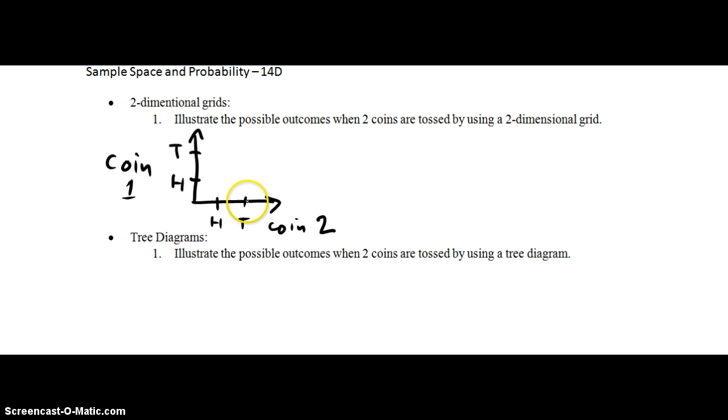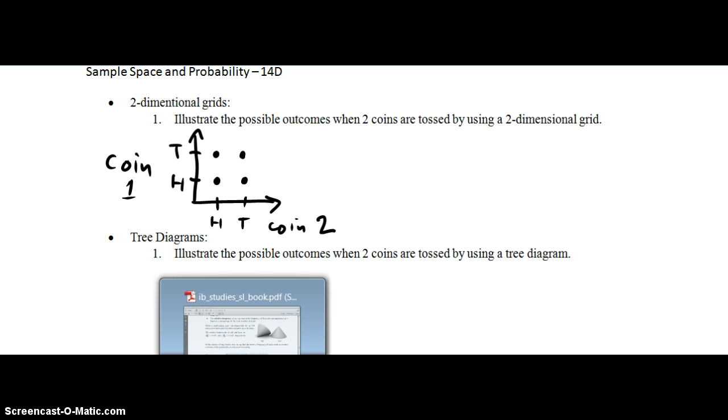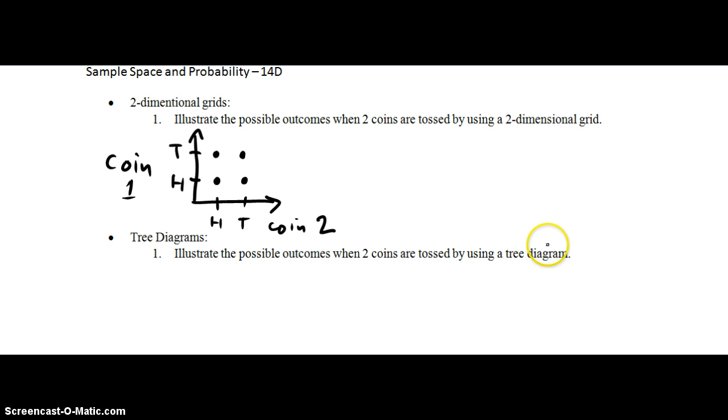So, all the possible options for coin 2 are listed here, heads and tails. All the possible options for coin 1 are listed here, heads and tails. So I could have this option, heads, heads. I could have this option, tails for coin 2, heads for coin 1. I could have this one, heads for coin 2, tails for coin 1, or this one where they're both tails. You see that there are 4 different options. Illustrating the same idea with a tree diagram is a little different.